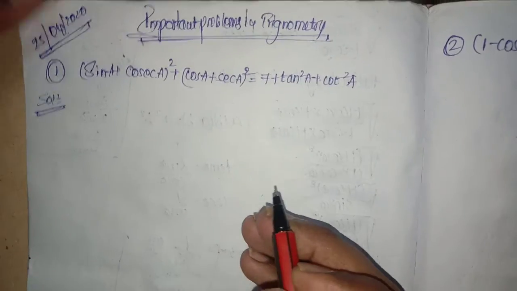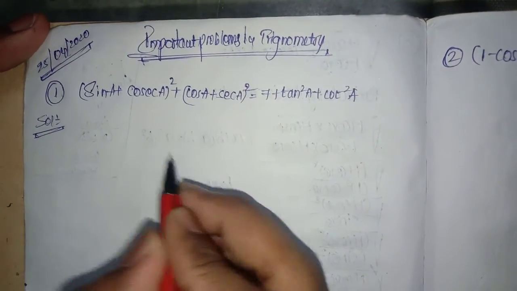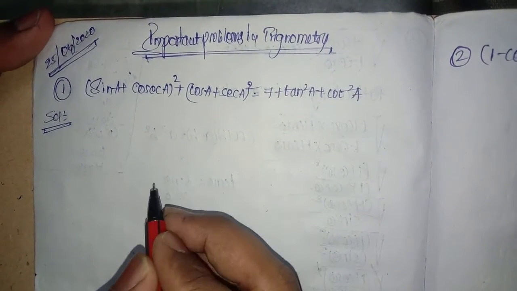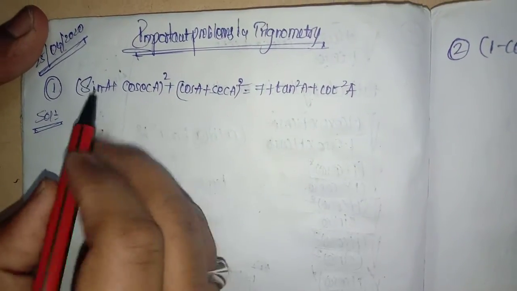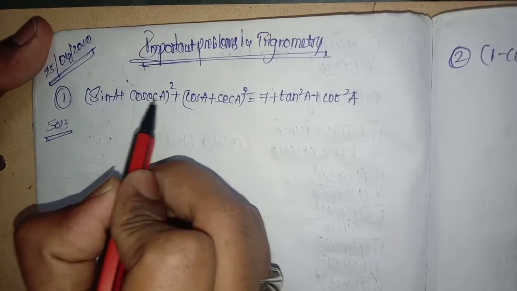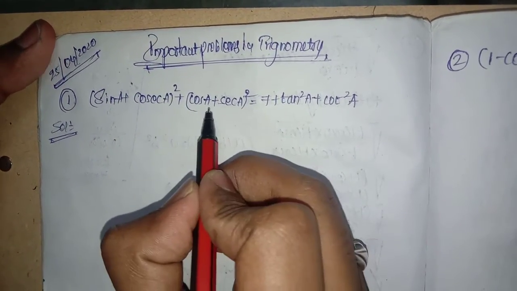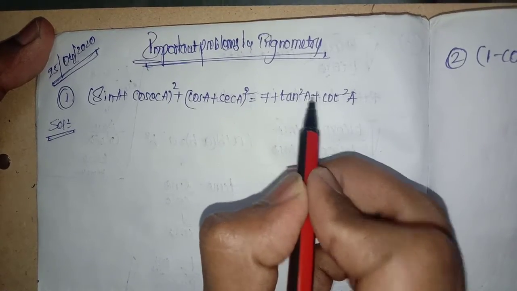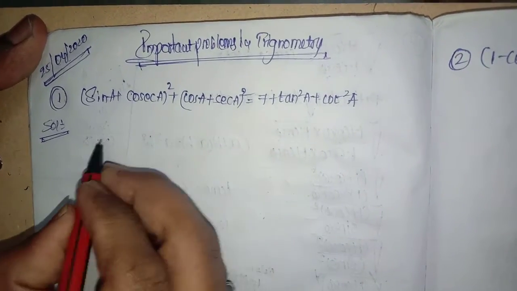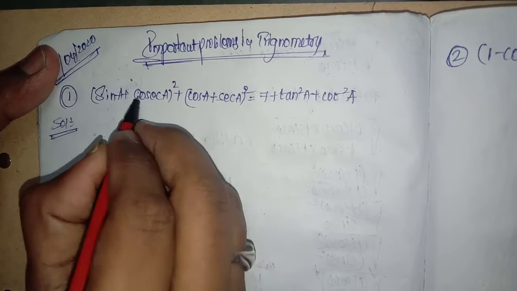So let's go into the topic. First problem. This problem was given in the 10th class board examinations. First, the solution: they asked the question: (sin a plus cosecant a) whole square plus (cos a plus secant a) whole square equals 7 plus tan square a plus cot square a. They asked us to prove it. First, it is like (a plus b) whole square.